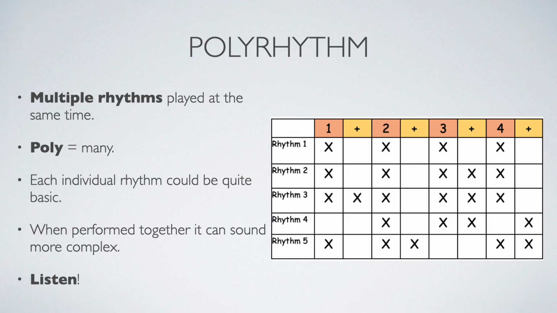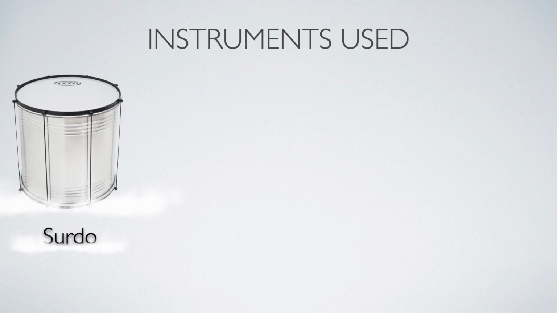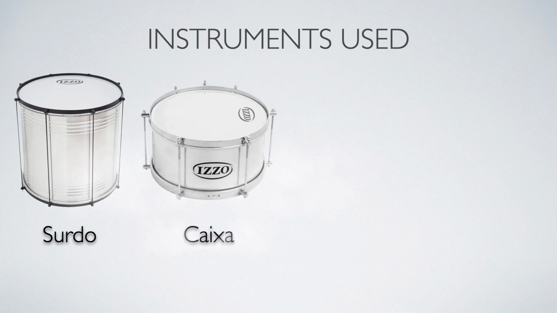Now let's take a look at some of the typical instruments found in samba music. We've already spoken about one instrument earlier on in the video, the claves. That's an instrument that you can identify in your exam. Here's some others. So we have the surdo, which is quite a large drum. We have the caixa, which is basically just a snare drum. If you can't remember the proper word for caixa in your exam, you can just put snare, but try and remember the correct name if you can.